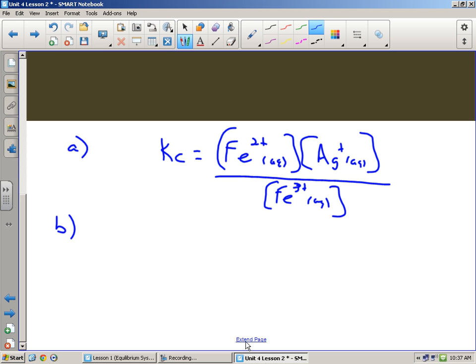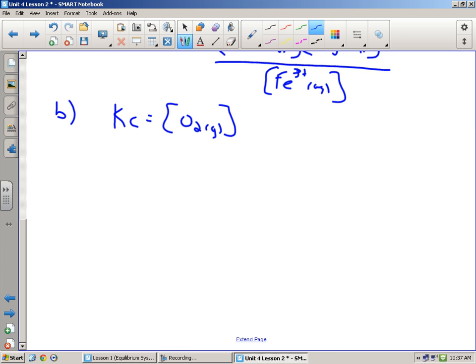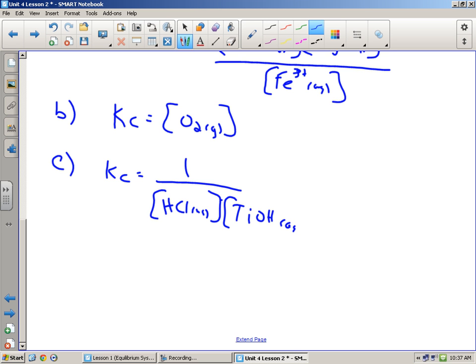B, in this case here, we have Kc is equal to the oxygen gas, and that is all, because the other two are solids. And finally in C here, we have the Kc value, which is 1 over the HCl aqueous and the TiOH aqueous. And that's what we would have for those ones there. So hopefully that's all good for you there.